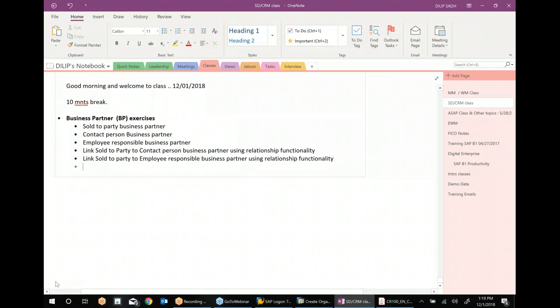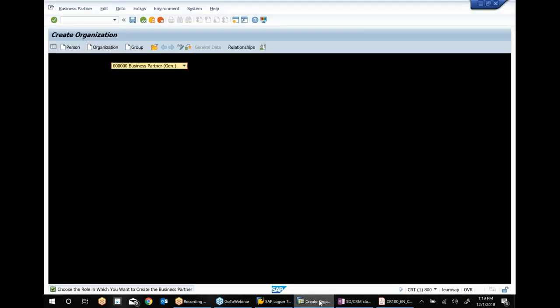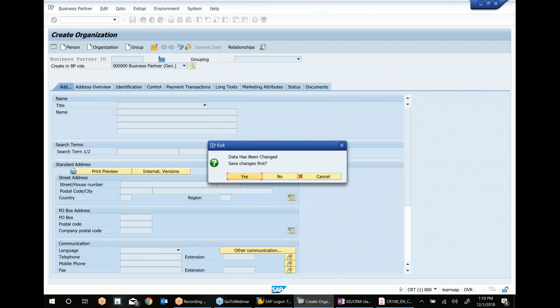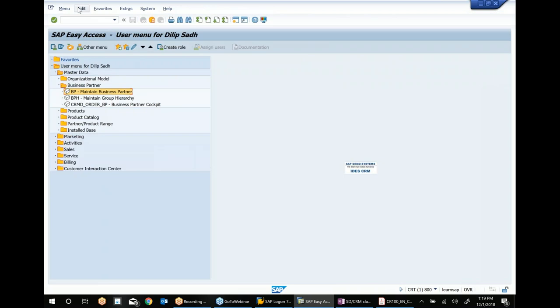So now, I want to go to. So now when we're getting a business partner, this is the menu path. This is the menu: master data, business partner, maintain business partner. Make a note of this menu path. This is the menu path.